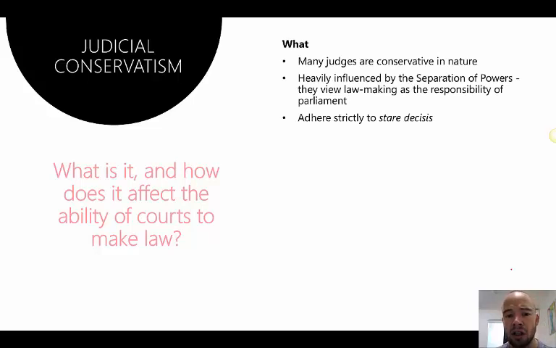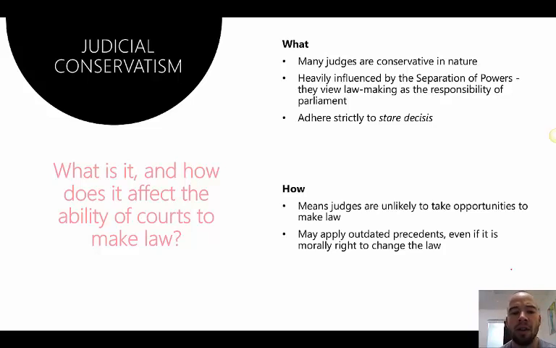So this is the idea that a lot of judges are conservative in nature. They adhere strictly to stare decisis, so the thing to stand by what has been decided, so the previous decisions of courts. They absolutely view lawmaking as the responsibility of Parliament. They view the fact that courts have a secondary role as lawmaking as just that, secondary, and something that they avoid. So this limits the court's ability to make law quite heavily, because it means judges are unlikely to take opportunities to make law, and they may apply outdated precedents, even if it's morally right to change the law.